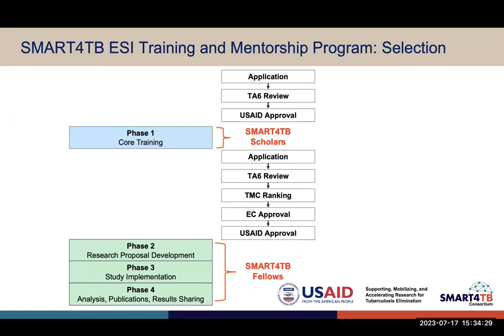The selection process, so you just went through this first phase where you applied. There was an initial TA6 review, and then the applications were sent on to USAID for approval. Those who were successful at that stage are now a part of phase 1 and considered Smart for TB scholars. Those that want to transition further to phase 2, as I mentioned, have an application process after an initial review by the TA6 group. The training and mentorship committee will do a ranking that will also be reviewed by the executive committee and then subject to the final approval of the USAID team.